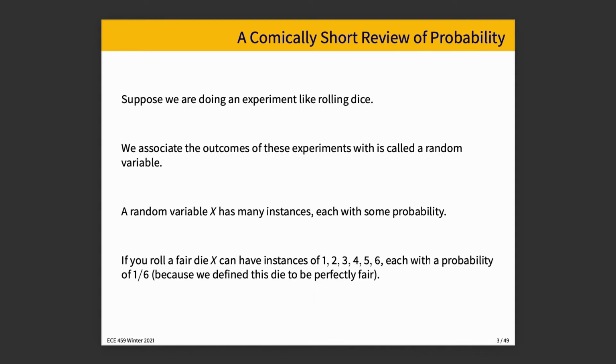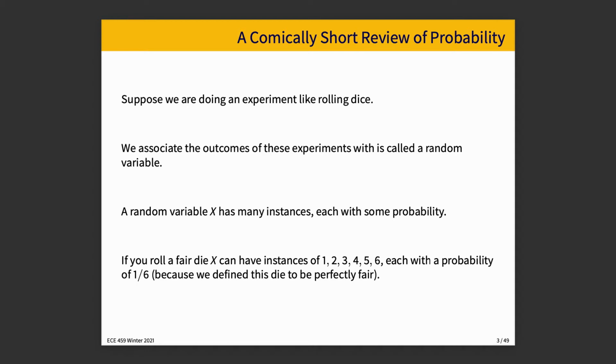Okay. We associate an outcome of doing an experiment, in this case a roll of the dice, with something called a random variable. A random variable, capital X, has many instances, each with some probability. So if it's a six-sided die and it is perfectly fair, then this die can have instances of 1, 2, 3, 4, 5, and 6. And because it's perfectly fair, each of those things has a probability of 1 out of 6 of occurring. In a die roll, we would say this is discrete because there are only the fixed values 1 through 6. You can't roll 2.1 or 5.5, and so for that reason, we say it's discrete as opposed to continuous.